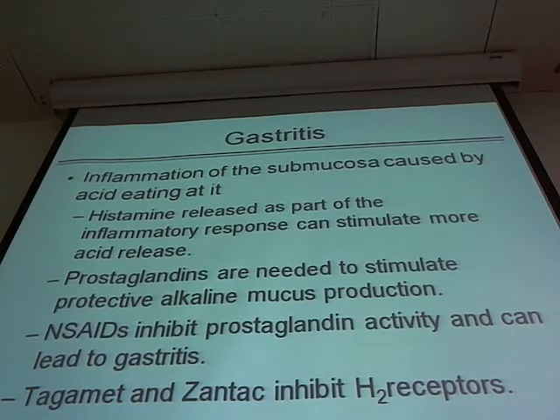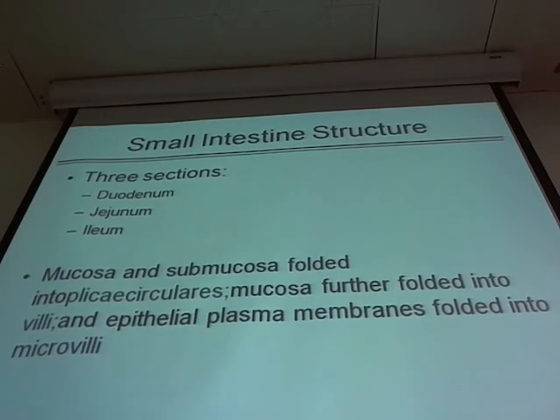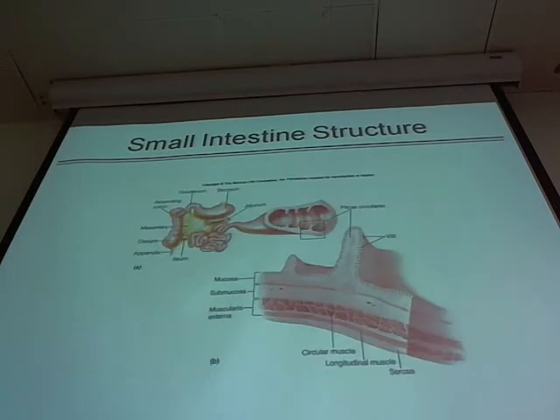Oh, NSAIDs. Small intestine. Here we go. Three sections: duodenum, jejunum, ileum. Mucosa and submucosa are folded into villi and microvilli. Why? More surface area, more surface area for absorption. All he wants to know for small and large intestine is what food molecules are absorbed. Here we go.